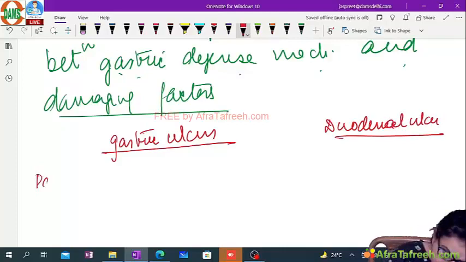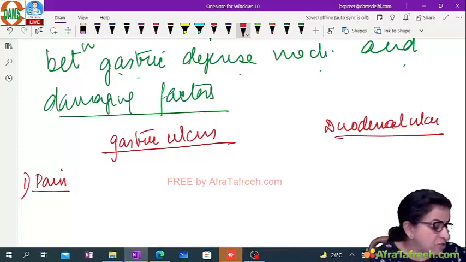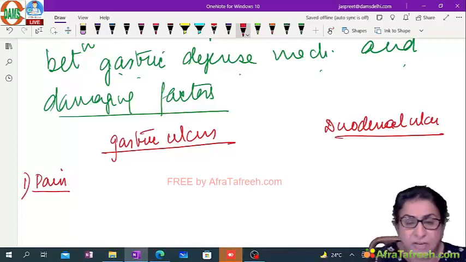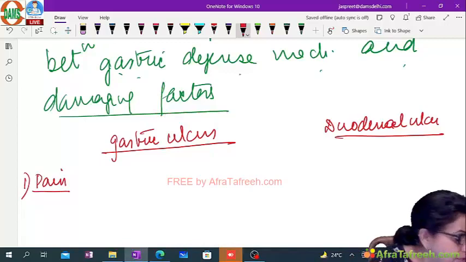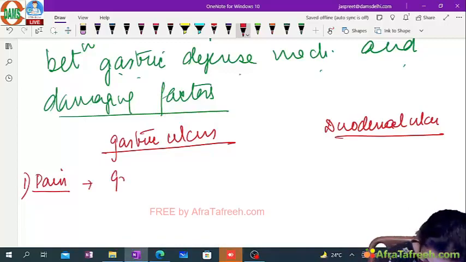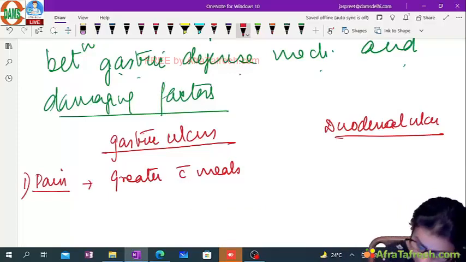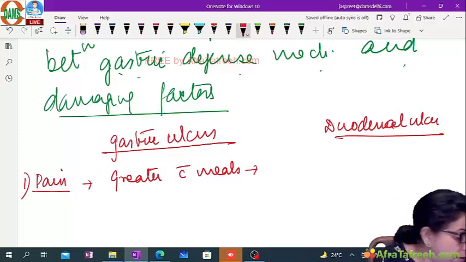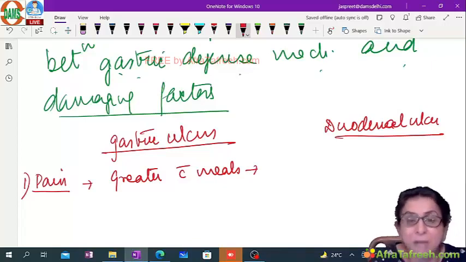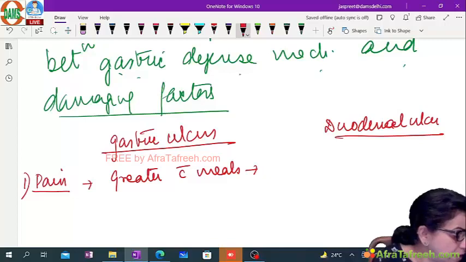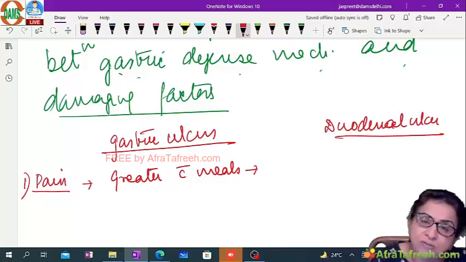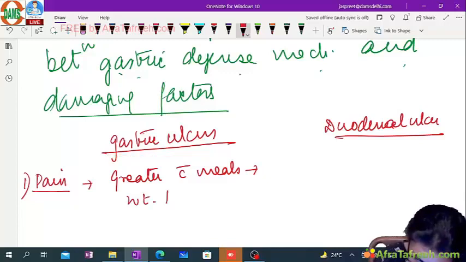Okay, pain. In both gastric and duodenal ulcers, patients complain of pain. In case of gastric ulcer, G for gastric, G for greater, so the pain is greater with meals. If the patient eats food, the pain becomes more. So the pain is exacerbated by food intake. The patient eats less food, and this leads to weight loss.